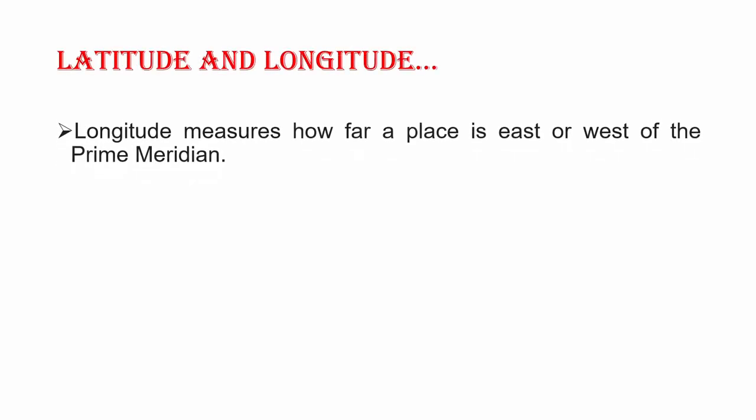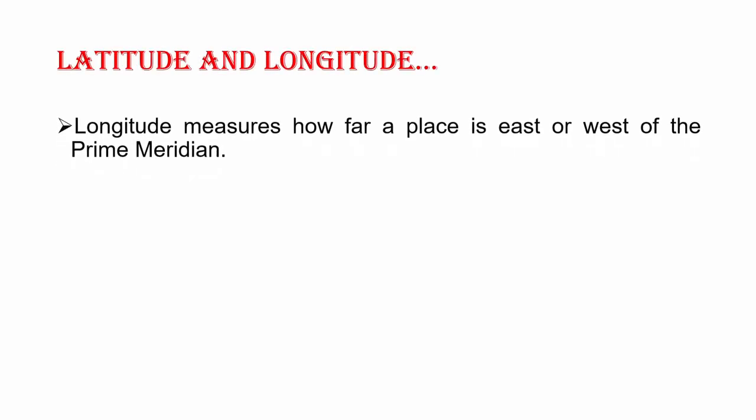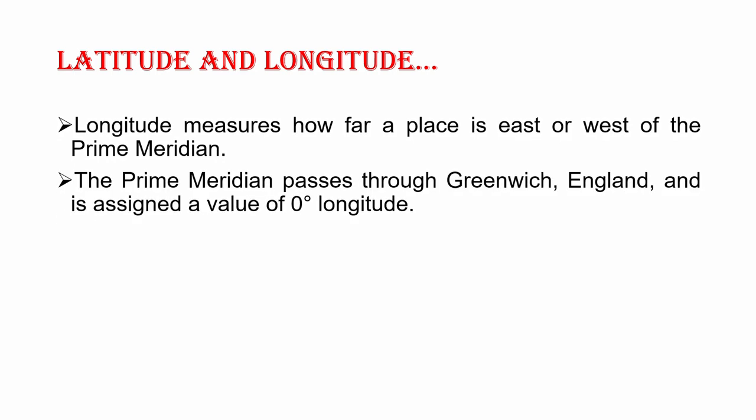The longitude. Longitude measures how far a place is east or west of the prime meridian. The prime meridian passes through Greenwich, England, and is assigned a value of 0 degree longitude.